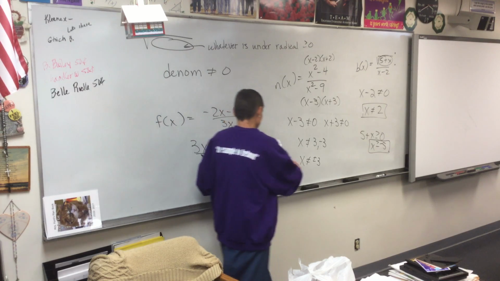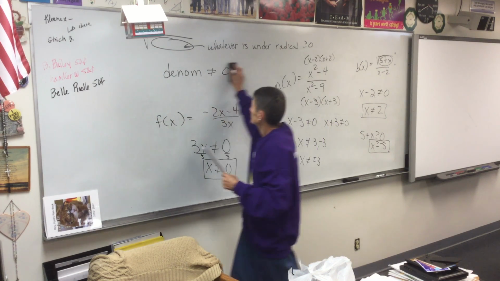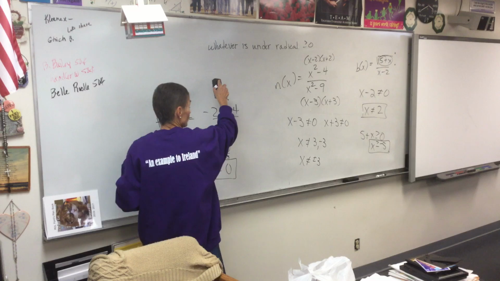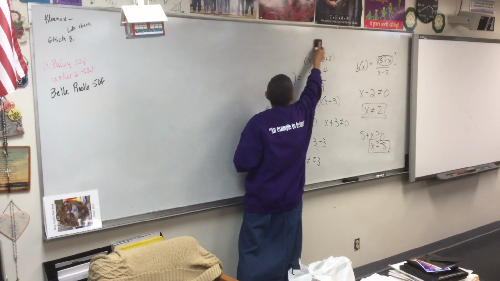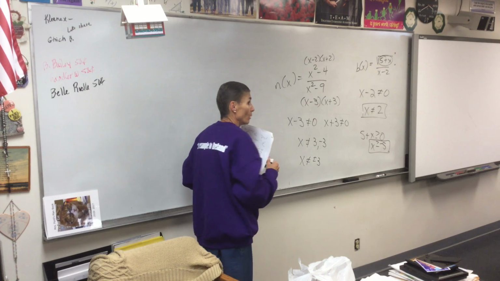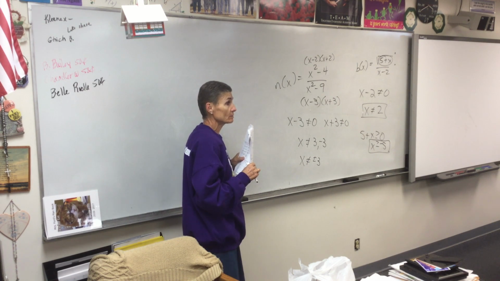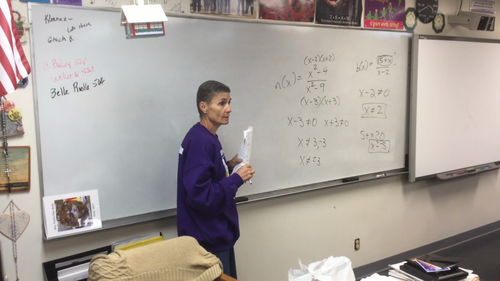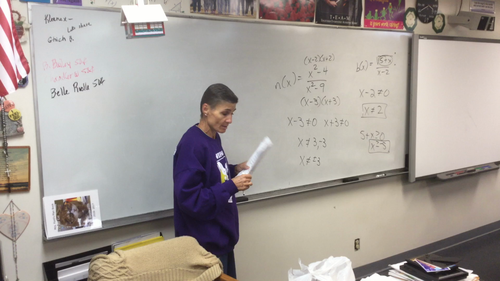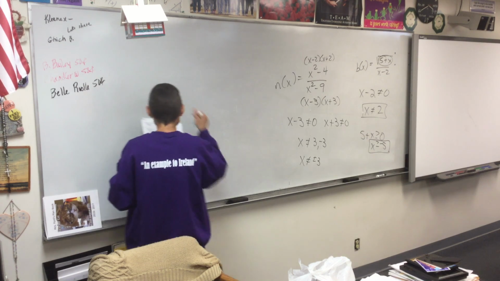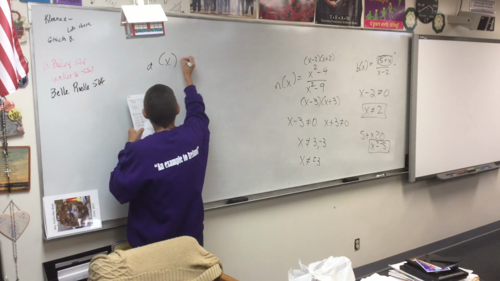All right, I'm erasing my rules. I hope you have those written down. What are the rules again? Whatever is under the radical, greater than or equal to 0, and denominator cannot equal 0. Okay, so with that in mind, I have problem I.